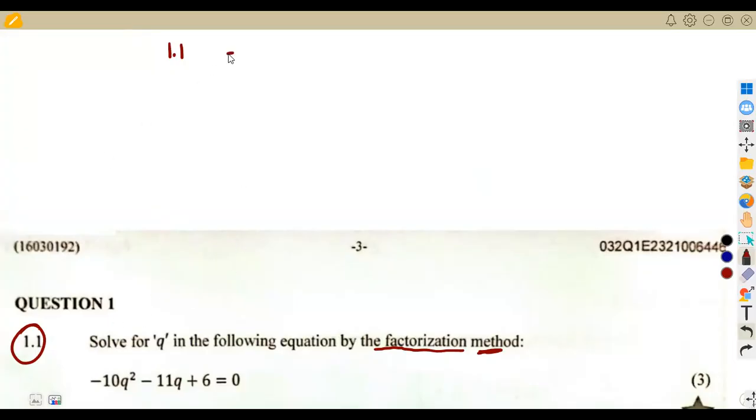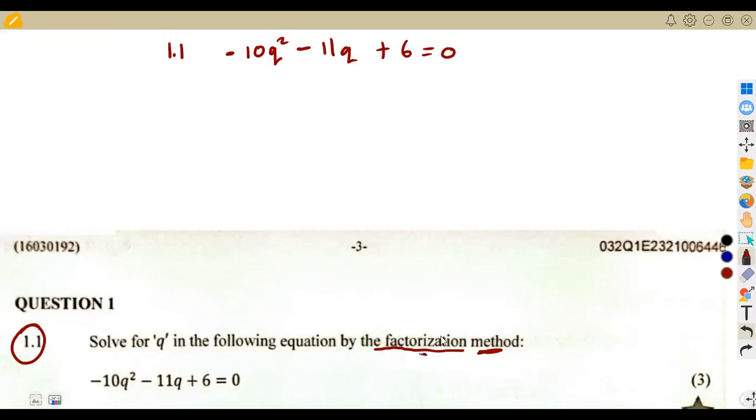Our equation is given as minus 10q squared minus 11q plus 6 is equal to 0. This is the equation that we are given, which is a quadratic equation, all right? We are referring to trinomials in this case, whereby a trinomial is now giving us an equation the moment we equate to a certain value. We know that we could have used the quadratic formula, which is fine, but the question was specifically asking us to use a certain method, which is what? The factorization method. That is the most important part.